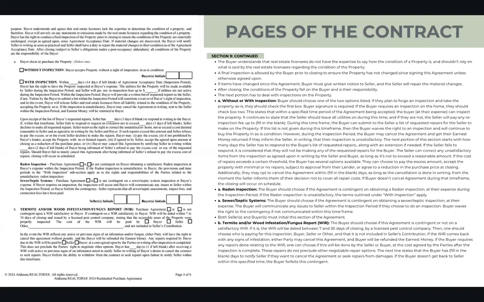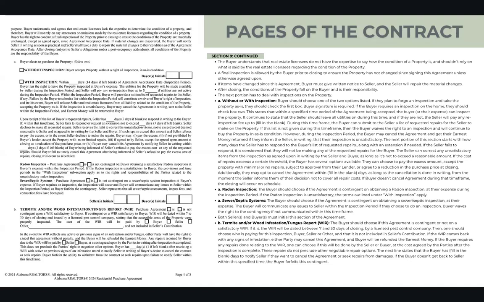So section 9A, without or with inspection. So the buyer should choose one of the two options. If they plan to forego an inspection and take the property as is, they should check the first box. If the buyer requires an inspection on the home, they should check box 2. So this states that within a specified time period of the agreement being accepted, the buyer at their expense can inspect the property. It continues to state that the seller should leave all utilities on during this time.